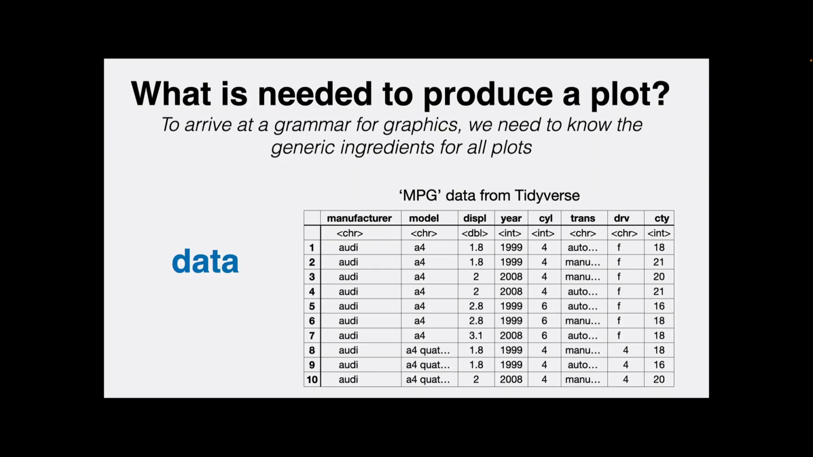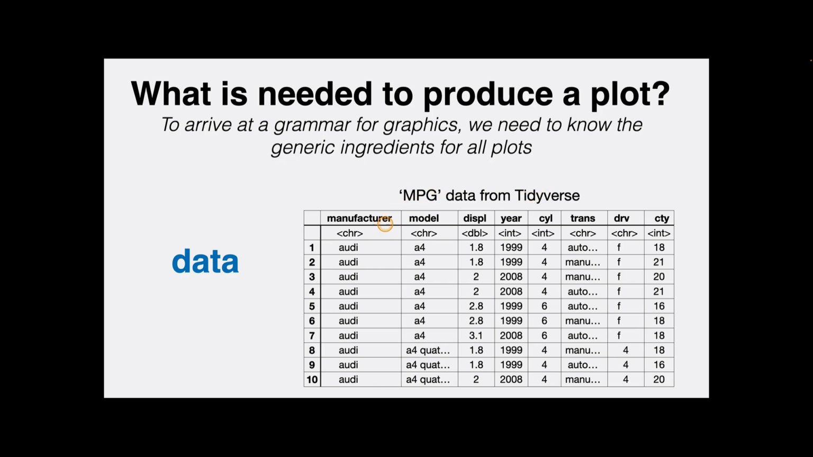Let's take this notion of a layered grammar of graphics and actually apply it to some data. And so I think the key thing that we need to think about is what do we need to produce a plot? To arrive at a grammar of graphics, we need to understand the generic ingredients that we can use to make any plot. And so the first ingredient, of course, is data. And in our case, we'll start with the so-called MPG data set from the tidyverse.